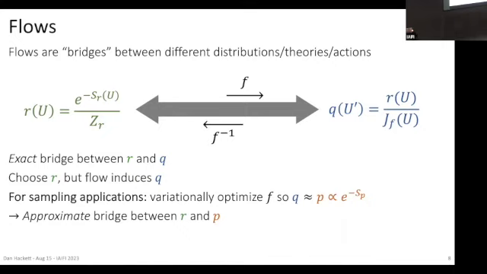We get to choose what the base distribution is. We don't get to choose the exact form of the model distribution because it's induced by this learned flow. So for sampling applications where we have some distribution we're interested in, what we'll do is variationally optimize the flow so that our model resembles the particular target that we're actually interested in. Then the flow serves as an approximate bridge between the base distribution R and the target P.